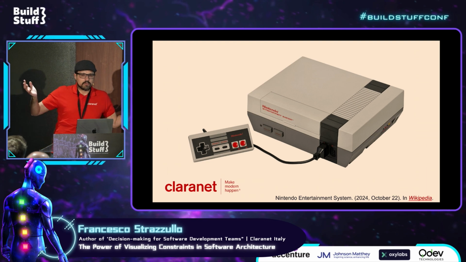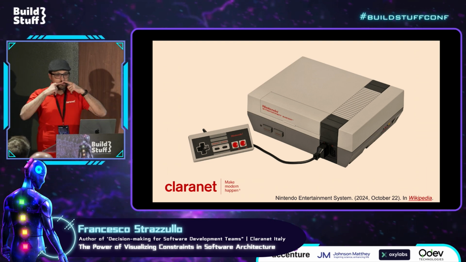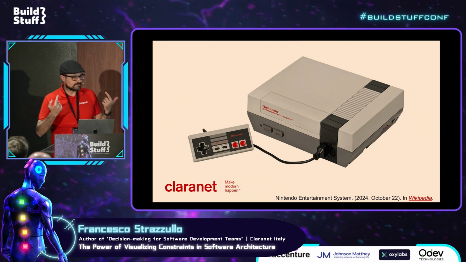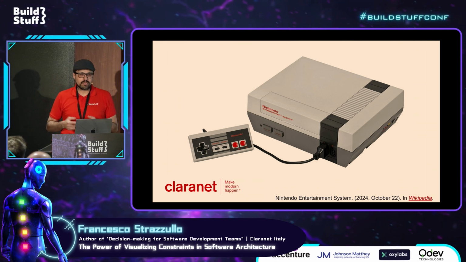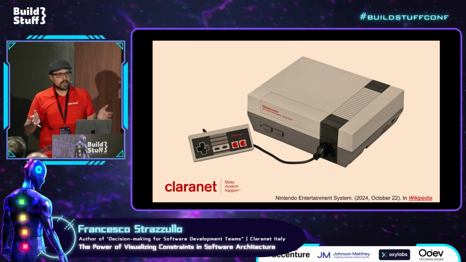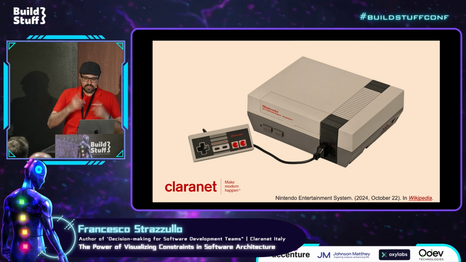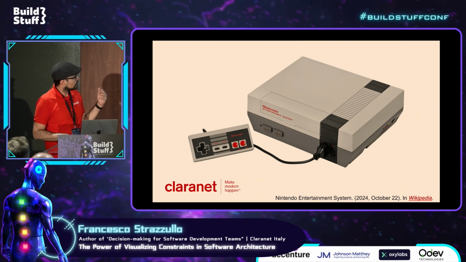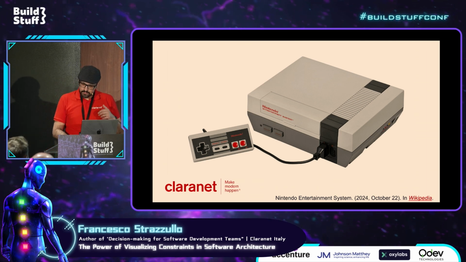Okay, Super Mario, for example, has a mustache because they didn't have enough pixels to make the mouth. And it was how they created probably the most popular character in the world, apart from Mickey Mouse, because of constraints.